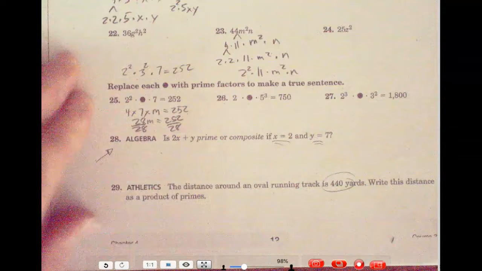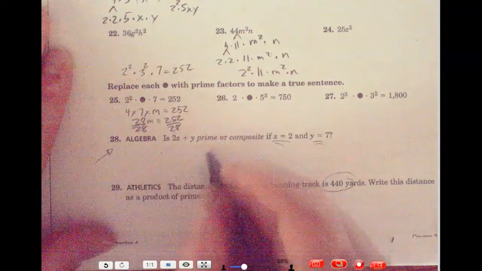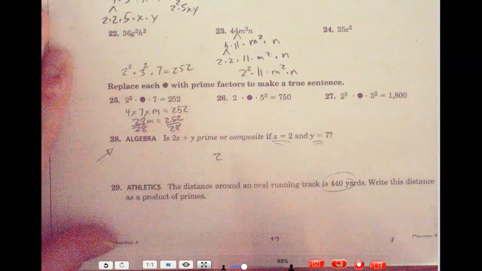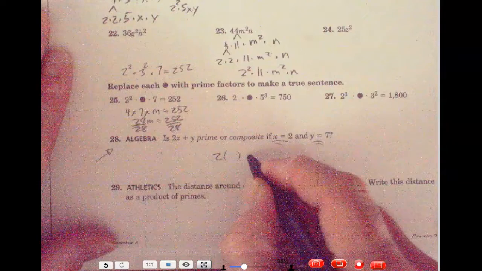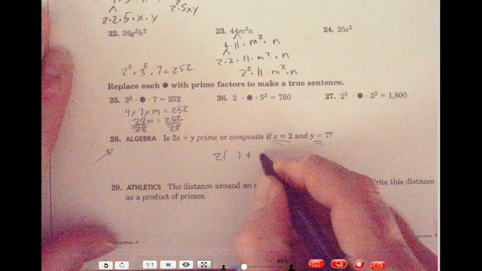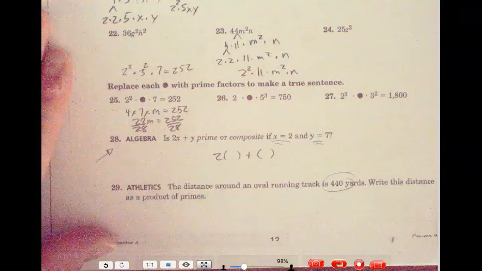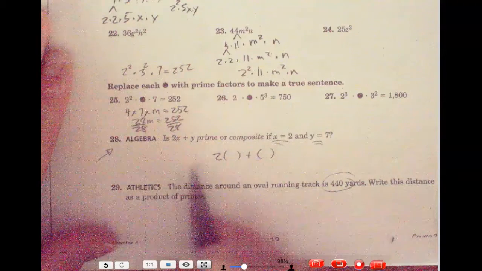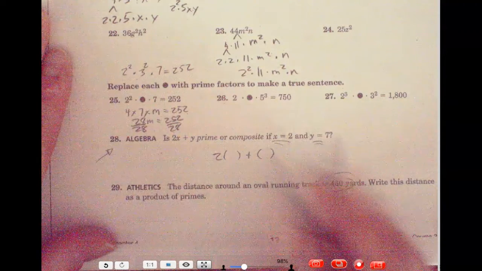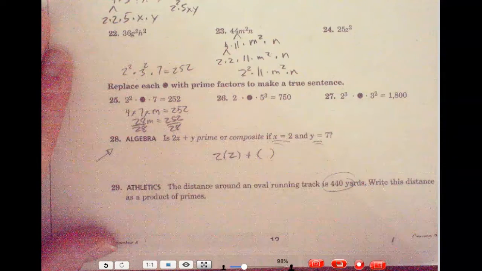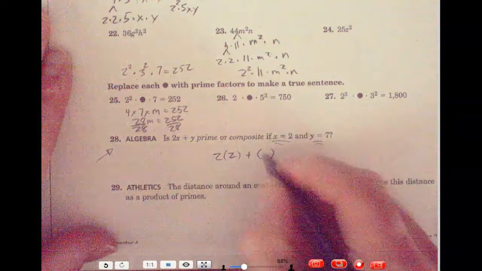And I'm thinking a lot of kids are going to have trouble with this one here, so I'm just going to do it. Well, in place of the x, we're going to put these parentheses. And in place of the y, we're going to put these parentheses. That's the way you replace values. You always use parentheses. And so x is 2, so we're going to put a 2 in here. And y is 7.